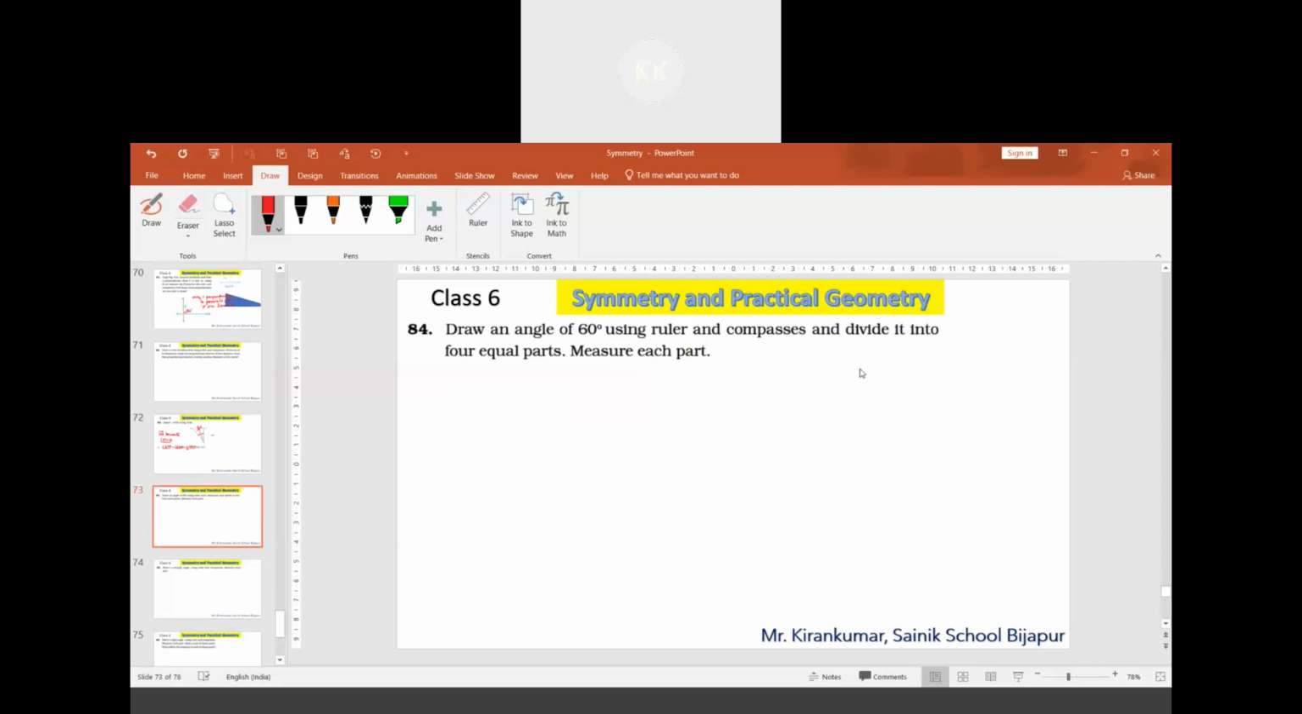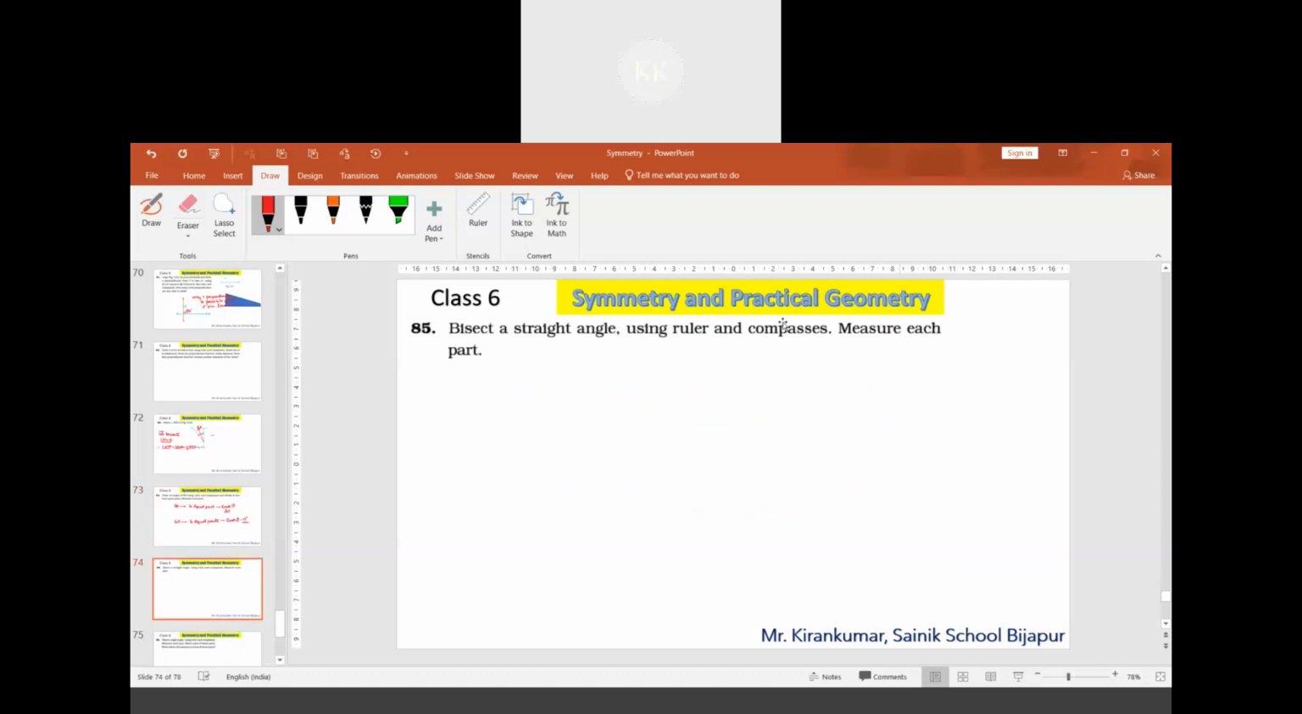Coming to question number 60, we have to make an angle of 60 degrees, then divide that into 4 equal parts. Earlier, we did it for 80 degrees. If you remember, when 80 degrees was bisected into 4 equal parts, we got each angle as 20 degrees. Now we have a 60 degree angle, and if you make 4 equal parts, each angle will become 15 degrees. So this is also easy, you can try this.